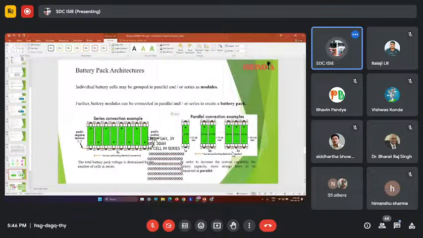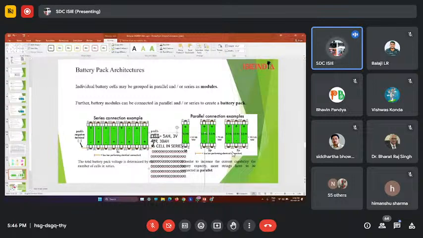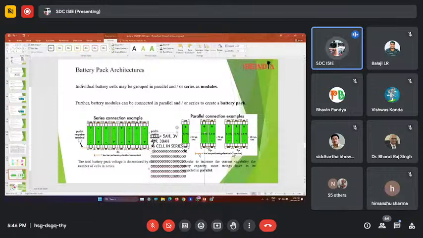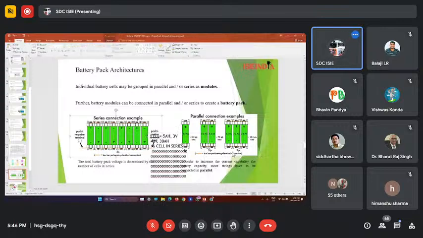So what I have done here, 1, 2, 3, 4, 5, 6. Now I have connected this. This is the string of series cell and this is the string of parallel cell. So this is called one string, right? One string is of 16 cells and I have connected 6 strings to get the 30 ampere hour rating, right?